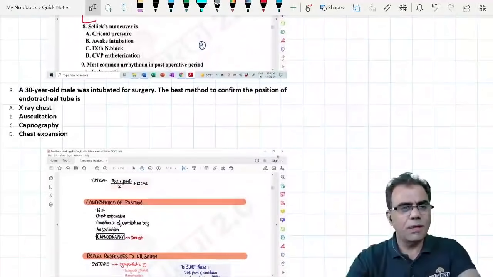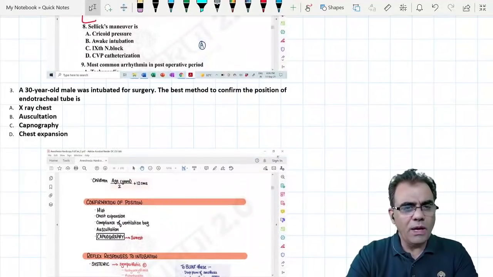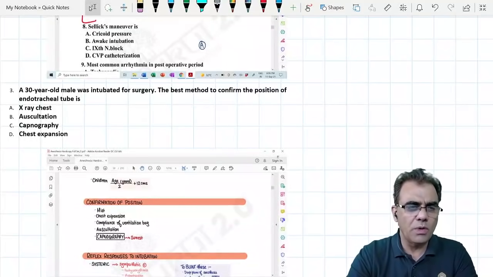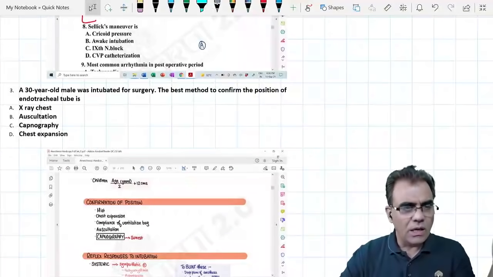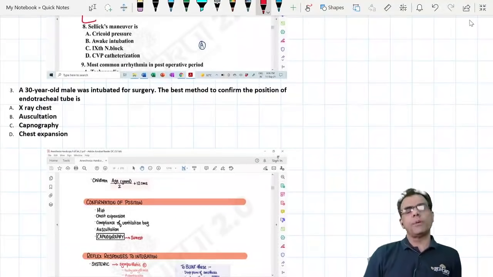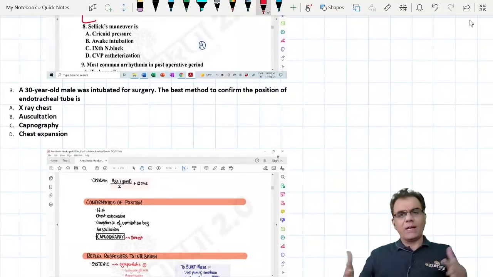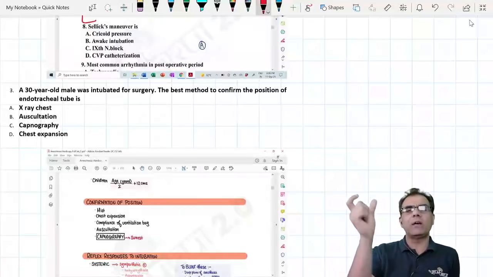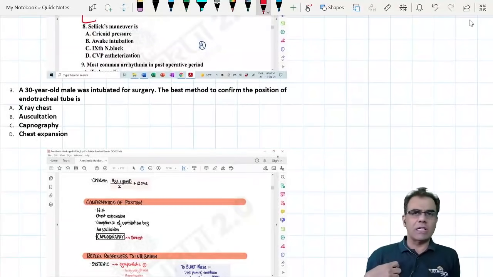Then question number 3. A 30-year-old male was intubated for surgery. The best method to confirm the position of the endotracheal tube: X-ray chest, auscultation, capnography, chest expansion. See, there are various methods to confirm the position of your endotracheal tube, like looking at chest expansion, looking for mist in the endotracheal tube, auscultation.